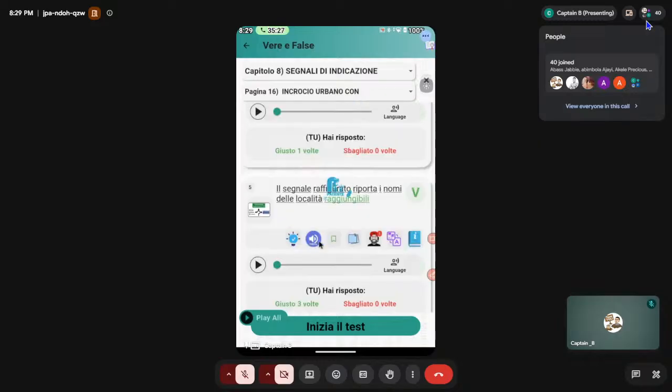Number 5. Il segnale raffigurato riporta i nomi delle località raggiungibili. Now, the names of the localities that are reachable. The names of the localities that you can get to, that's what you are seeing there. You can zoom your screen, you will see different names of localities, like Forlì, Bologna, and Centro, and many others. All right, guys.